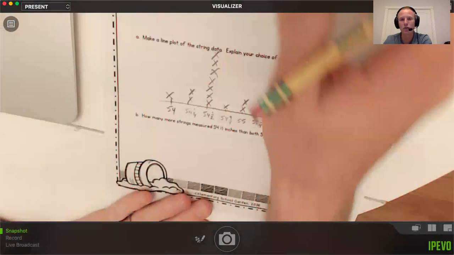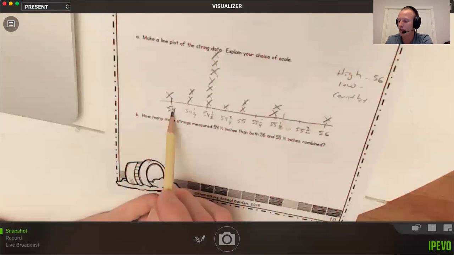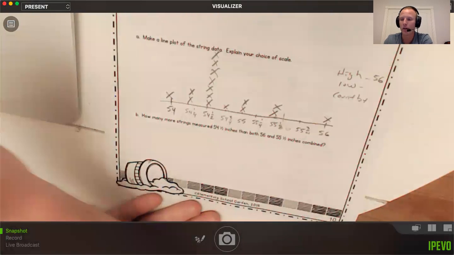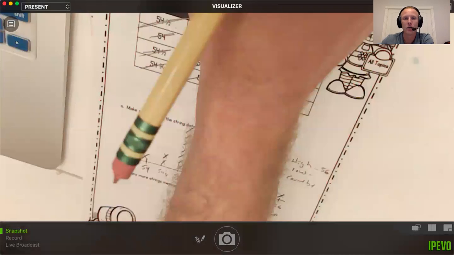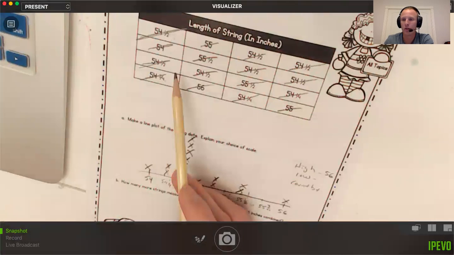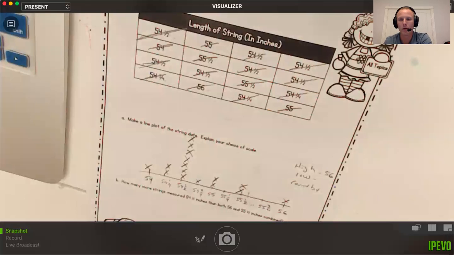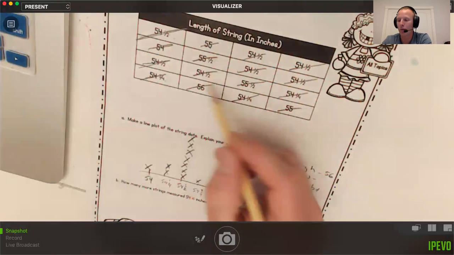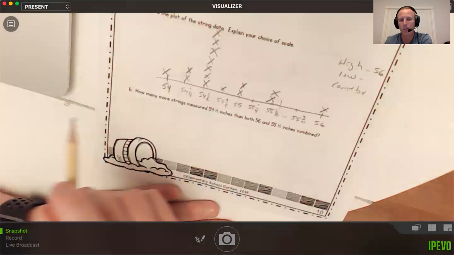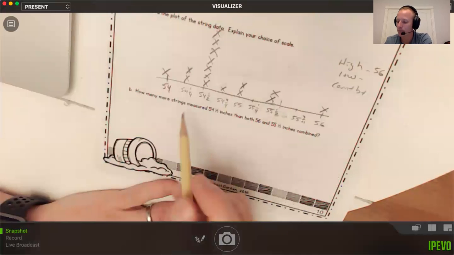Now it says explain your choice of scale. That means, why did I count by 1/4? The reason I counted by 1/4 is that by doing that, I knew I would capture everything in this chart as long as I started at 54 and went up to 56. If I just counted by halves, I wouldn't have gotten there. And if I just counted by whole numbers, I wouldn't have either. I would have missed the things that ended in 1/4 or 3/4. So it's important to count by fourths in order to get everything on the line plot.